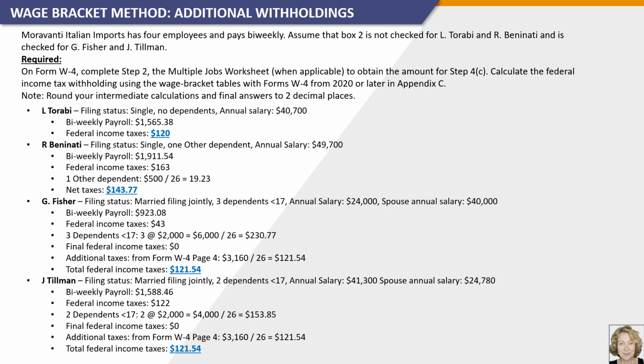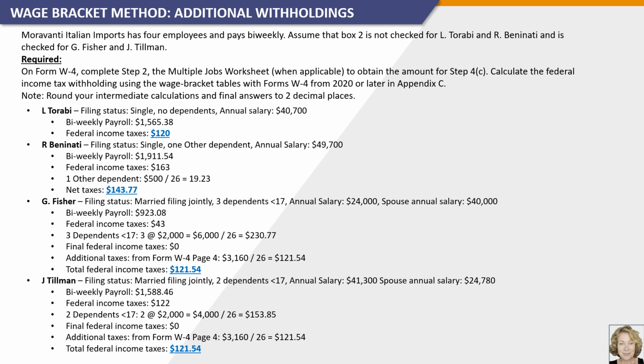Tillman's federal income tax calculation is actually very similar. Tillman is married filing jointly, has 2 dependents under 17. The annual salary is $41,300 and the spouse's salary is $24,780. We'll first calculate the biweekly wages of $1,588.46 and then look up the federal income tax in the biweekly tax table, which is $122.